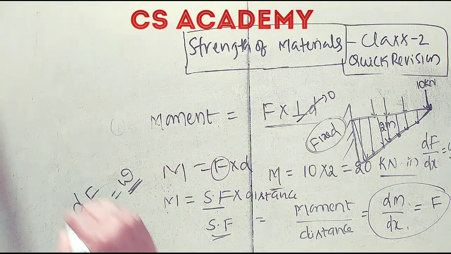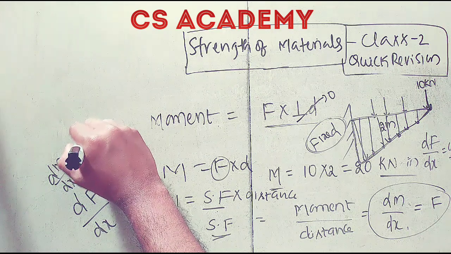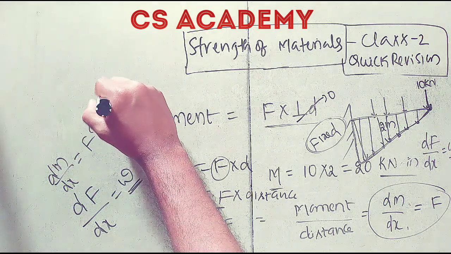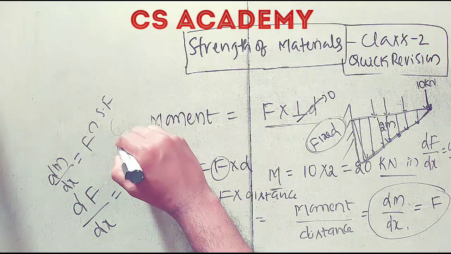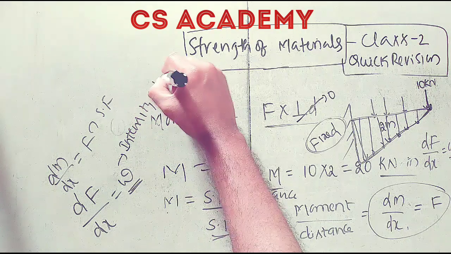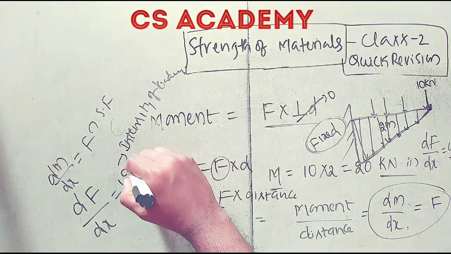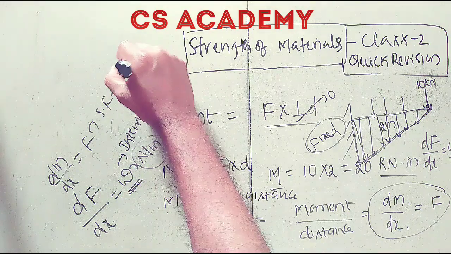This is how you can represent the moment by distance. It varies, and it is called the shear force. This will be the shear force, and the shear force varies with respect to distance. It is called the intensity of loading. This is very important. Intensity of loading is represented in Newton per meter, and shear force units will be Newtons.